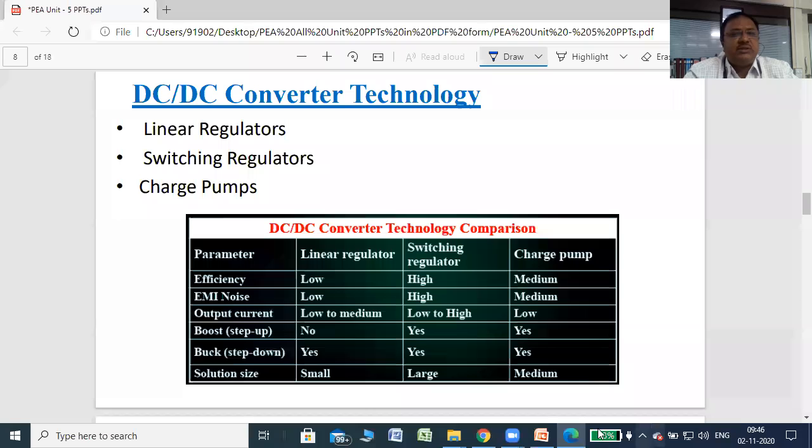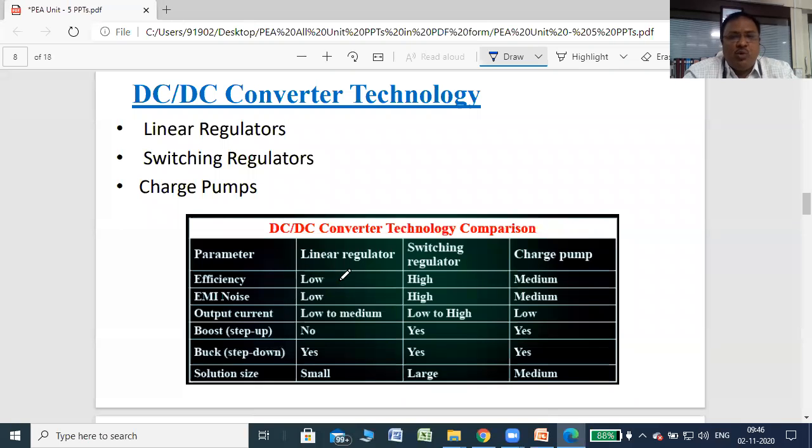So this is DC to DC converter technology: linear regulators, switching regulators, and charge pumps. Actually, this is a generalized list of the types of DC to DC converter. So linear regulators, then switching regulators, and then charge pumps. Some differences are given. You can check here the parameters for linear regulator, switching regulator, and charge pump.